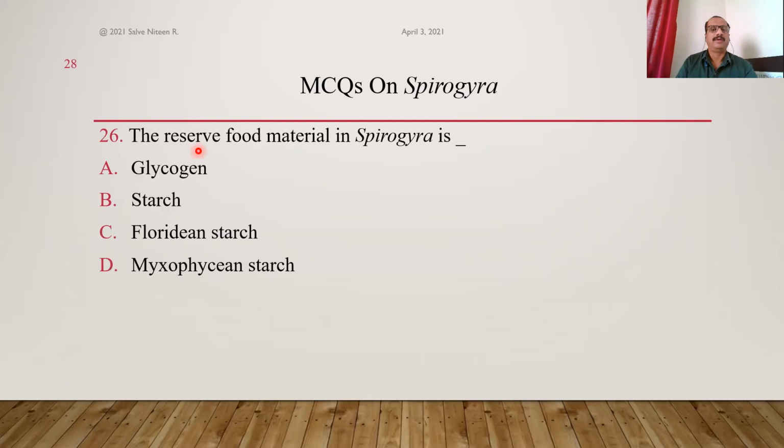Okay. Glycogen is usually the reserve food material of fungi. Floridian starch and myxophycean starch are different types of starch. Myxophycean starch is found in cyanophyta. Floridian starch is a characteristic feature of rhodophyta, red algae. So true starch is the characteristic feature of chlorophyta, and Spirogyra belongs to chlorophyta, green algae, which consists of starch as the reserve food material. So here the answer is option B, starch.